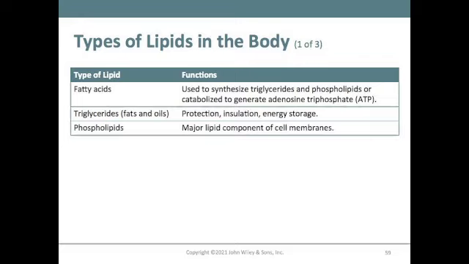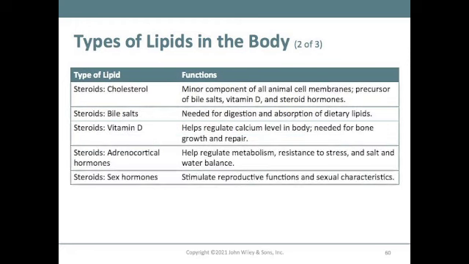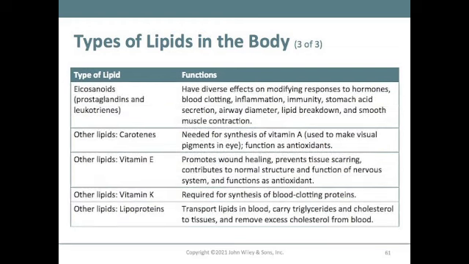So this table is on page 48. This is table 2.7, and this summarizes the types of lipids in the body. Please study this table on your own time. This slide is part of the same table, same page. And this slide is also part of the same table and same page.